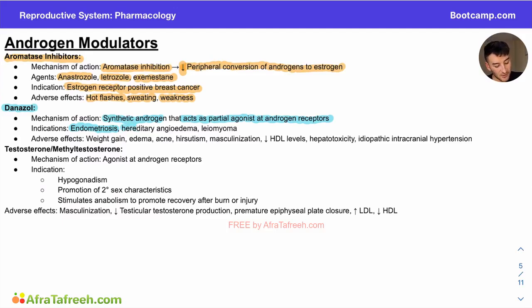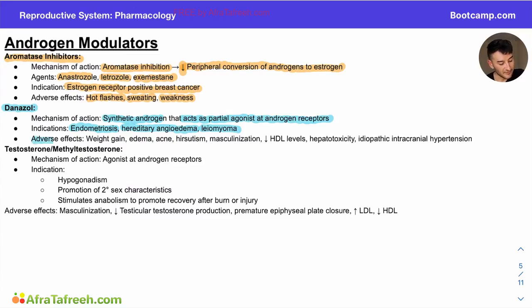It can also be used for hereditary angioedema, which is related to C1 and the complement cascade, and it's going to change the balance of complement proteins and help these patients with hereditary angioedema. And then finally, it can be used for leiomyoma, which is also called fibroids, because these are hormone-sensitive tissues as well, and it's going to help inhibit some of that estrogen effect that normally makes these tissues painful.